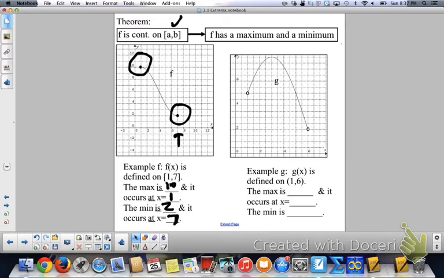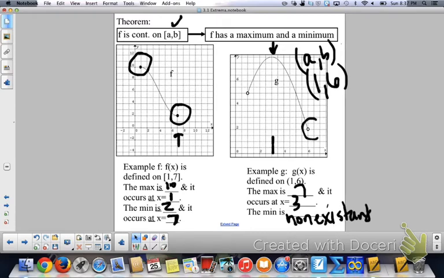Now, over to the right, that is not a closed interval. That's defined on the open interval from a to b. Actually, you can see it's defined on (1, 6). So the max is right up here. That is a max of 7, and it occurs at x equals 3. And the minimum, there is no min. The minimum is non-existent. The reason is that here and here are both open, which means it doesn't reach that value. It reaches infinitely close to that value, but not that value itself.